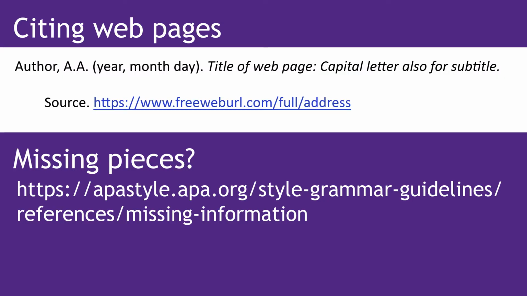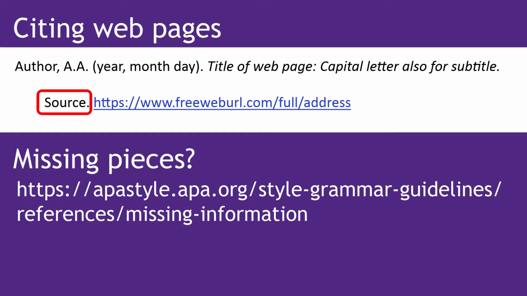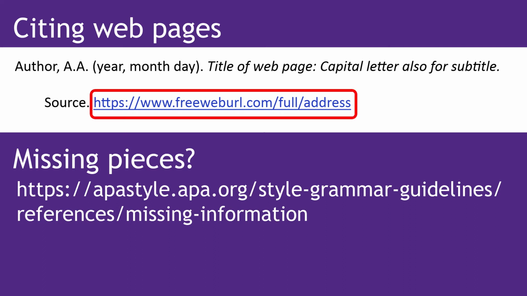Here's the basic format for a web page. First is the name of the author or authors, then the date the information on the page was last published or updated. Because websites are frequently updated, include as much detail as the page gives you. If it tells you the year, month, and/or day, include all of that, formatted like this. Then include the title of the specific page you are actually on in italics, then the name of the source or hosting organization if it's different from the author, and finally the stable link for the page.